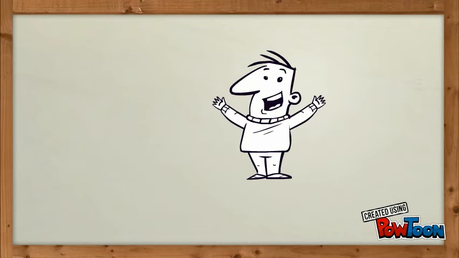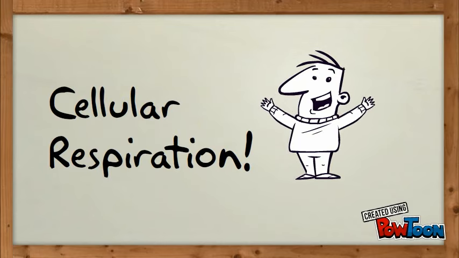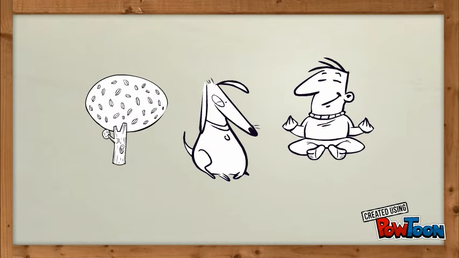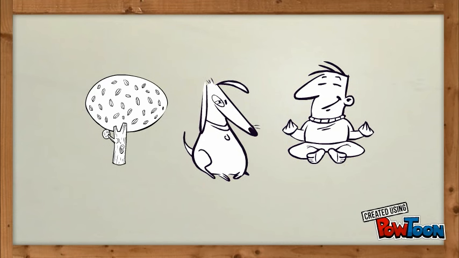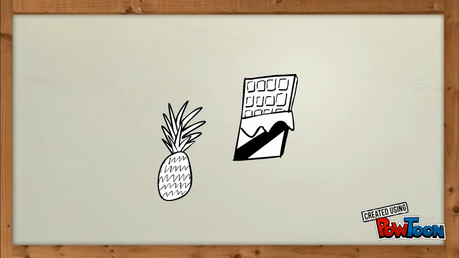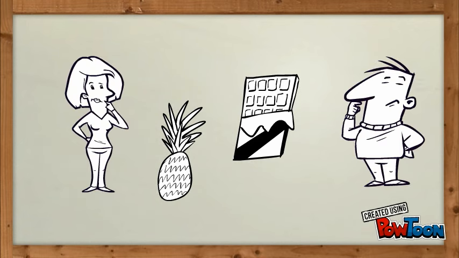Today, we are going to be learning about cellular respiration. Respiration is the process by which trees, dogs, people, and all living things break down food for energy. But wait, plants don't eat food the way that we and other animals do, so how do they get energy?